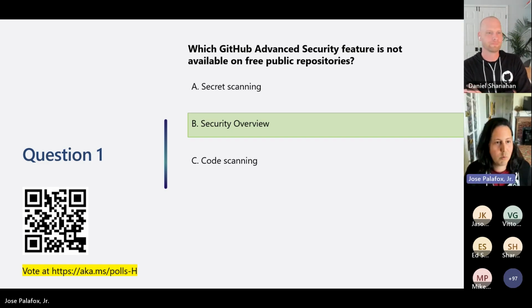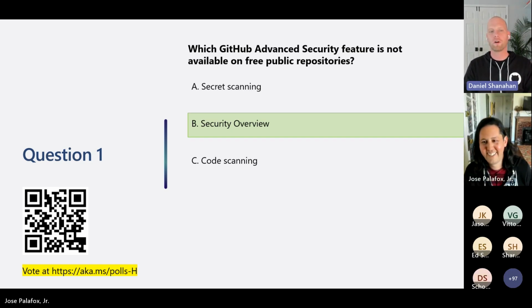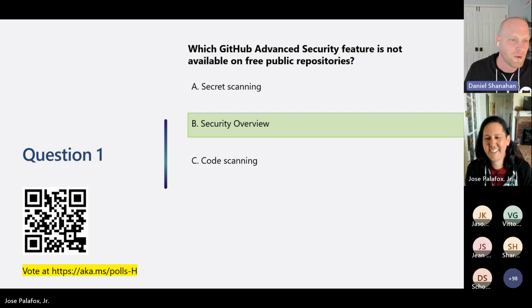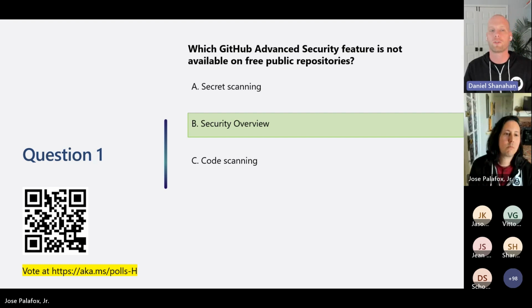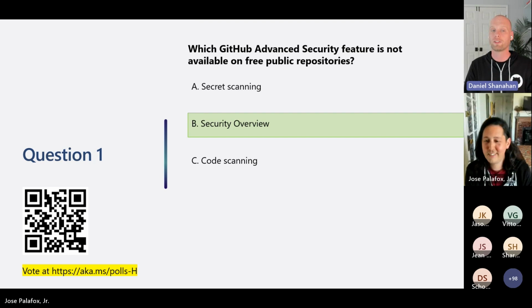All right, you ready for the big reveal, Dan? What's your guess? Let's give it just a few moments to see if we get a few votes to come in here. We haven't received any votes quite yet. Okay, so we got a few in now. We've got 3 votes for security overview, 1 for code scanning, and 1 for secret scanning. They're still coming in, but it looks like we're seeing a pretty clear winner at 62% for security overview, or B. Let's find out. It's B.